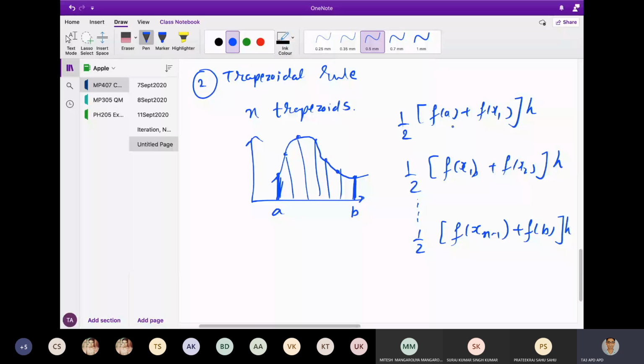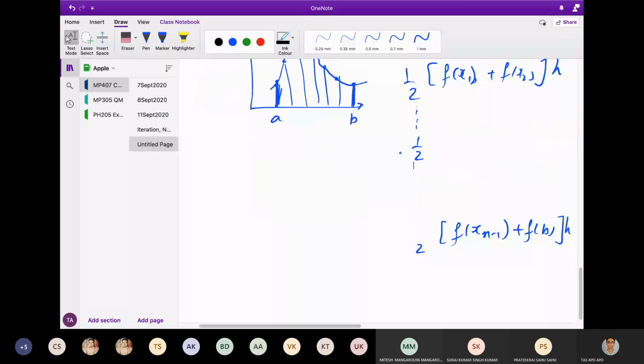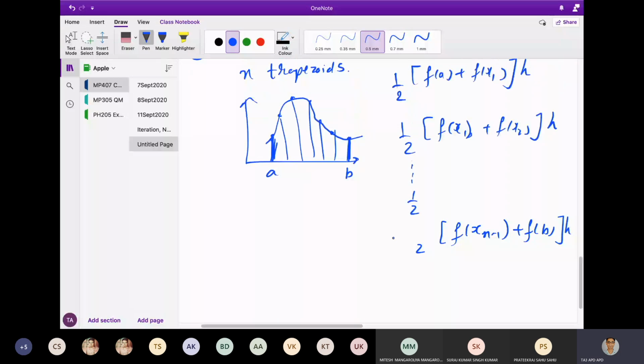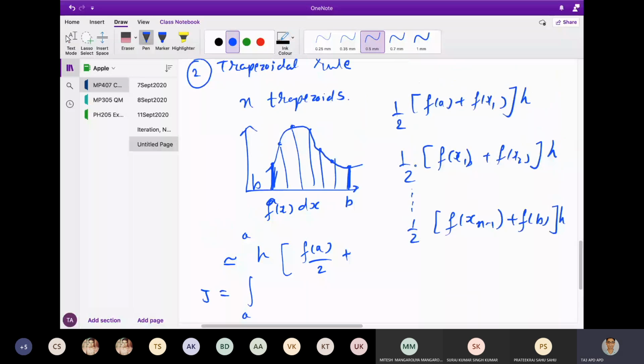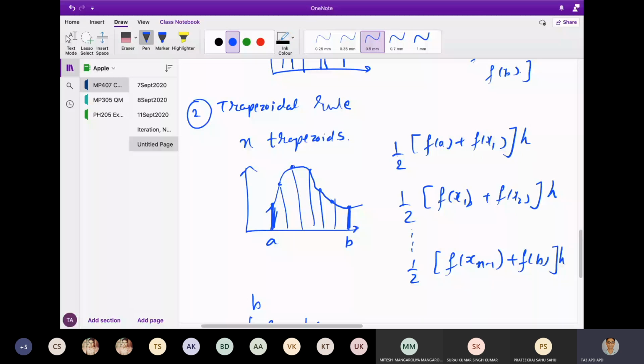So when you combine all this, you come up to this formula, which you denote by, let's say, J. You have some integral of f of x dx, and if you want to approximate this integral by the trapezoidal rule, then that rule is the step size multiplied by f of a by 2 plus, because when you take the summation of all this, the two halves, 1/2 plus 1/2, will be 1, and here also 1/2 plus 1/2 will be 1.